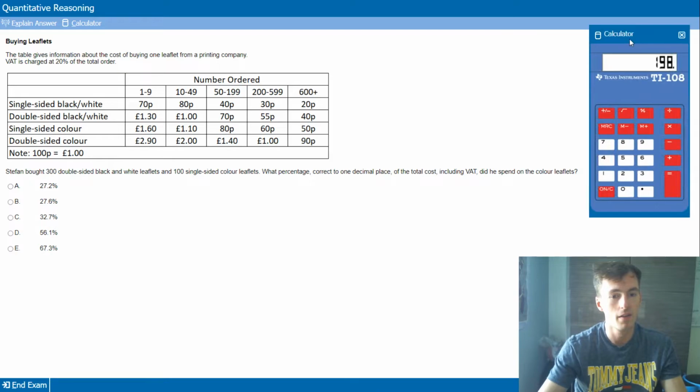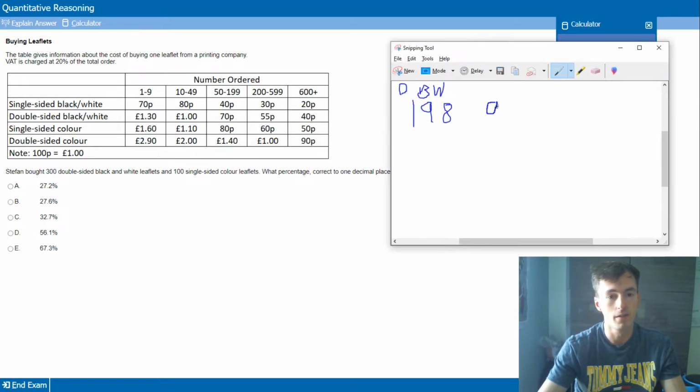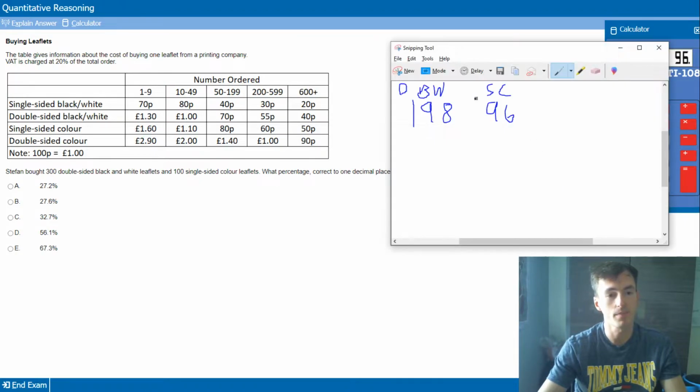And then same for coloured leaflets, 100 single-sided colour leaflets. So if we go here, we look for 100 single-sided at 80p each. So 0.8 times by 100 times by 1.2 was 96. So 96 for the single-sided colour. What percentage of the total cost did he spend on the colour leaflets?